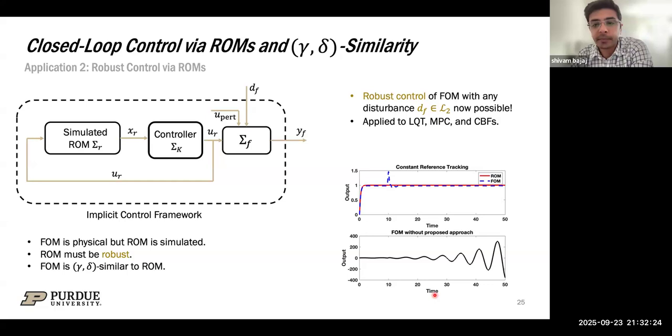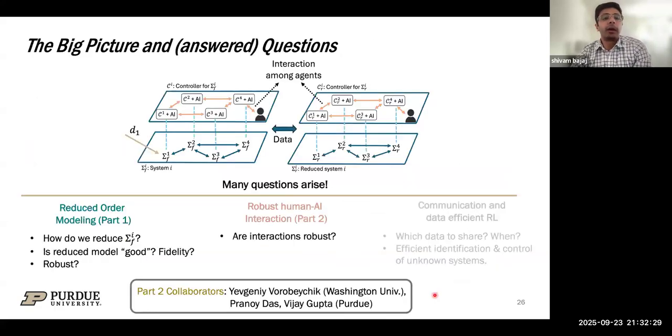So the tracking performance is definitely not achieved. Okay, so this brings me to the close of my first part of the talk, where I focused on this lower level and I answered questions on how we reduce these individual subsystems. I answered the question on the fidelity, and I also addressed the robustness issues and the reduced order modeling part.